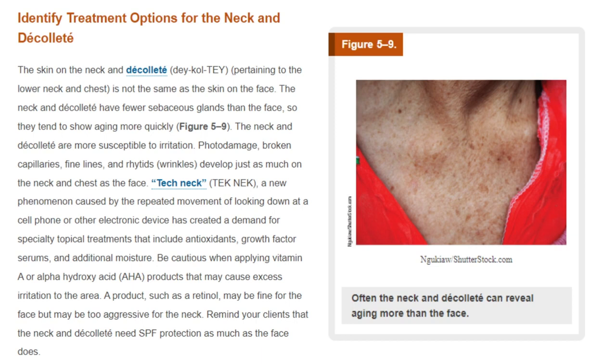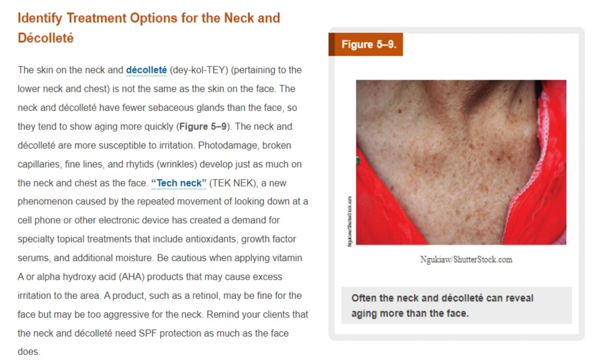Identify treatment options for the neck and décolleté. The skin on the neck and décolleté, pertaining to the lower neck and chest, is not the same as the skin on the face. The neck and décolleté have fewer sebaceous glands than the face, so they tend to show aging more quickly, Figure 5.9. The neck and décolleté are more susceptible to irritation. Photodamage, broken capillaries, fine lines, and rhytids, wrinkles, develop just as much on the neck and chest as the face.